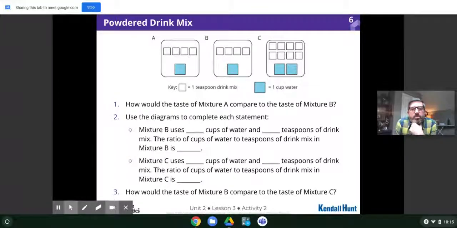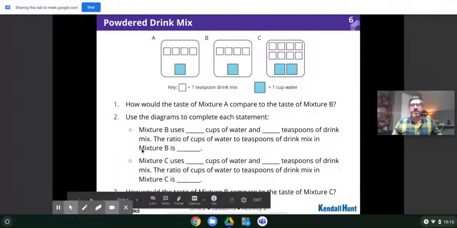You remember the 1, right? So how many teaspoons of drink mix does mixture B use? 4. Good job. So the ratio of cups of water to teaspoons of drink mix in mixture B is what? Can you tell me? So our first category is cups of water. We know we have 1 of those. Our second category is teaspoons of drink mix, and we know we have 4 of those. So what would our ratio of water to drink mix be? 1 to 4. 1 to 4, perfect.